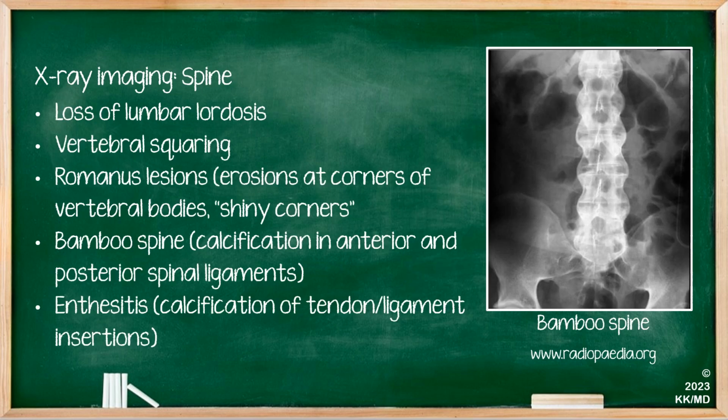Looking at the spine, there is a classic change that we look for called a bamboo spine due to calcification in the anterior and posterior spinal ligaments. There may also be evidence of loss of lumbar lordosis, which we mentioned before, vertebral squaring, and a phenomenon called Romanus lesions, which can otherwise be known as shiny corners, and this is due to erosions at the corners of the vertebral bodies. We may also be able to see enthesitis or calcification of the tendon or ligament insertions on X-ray.